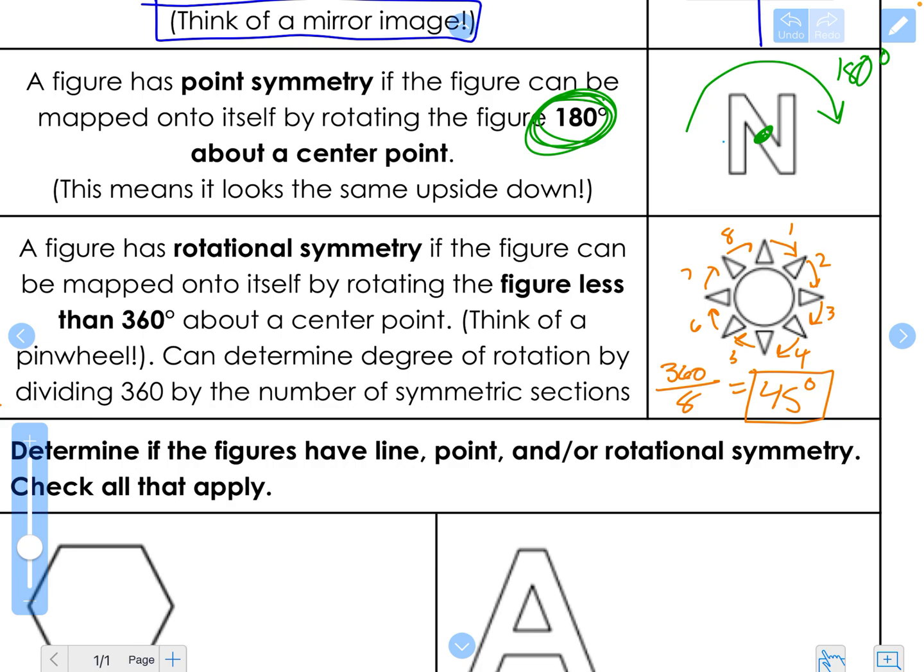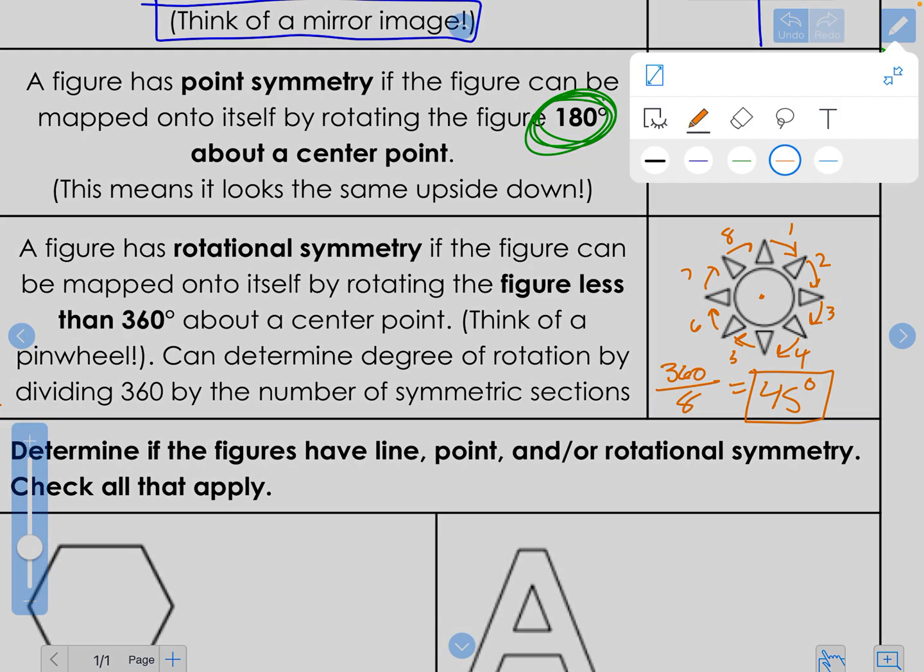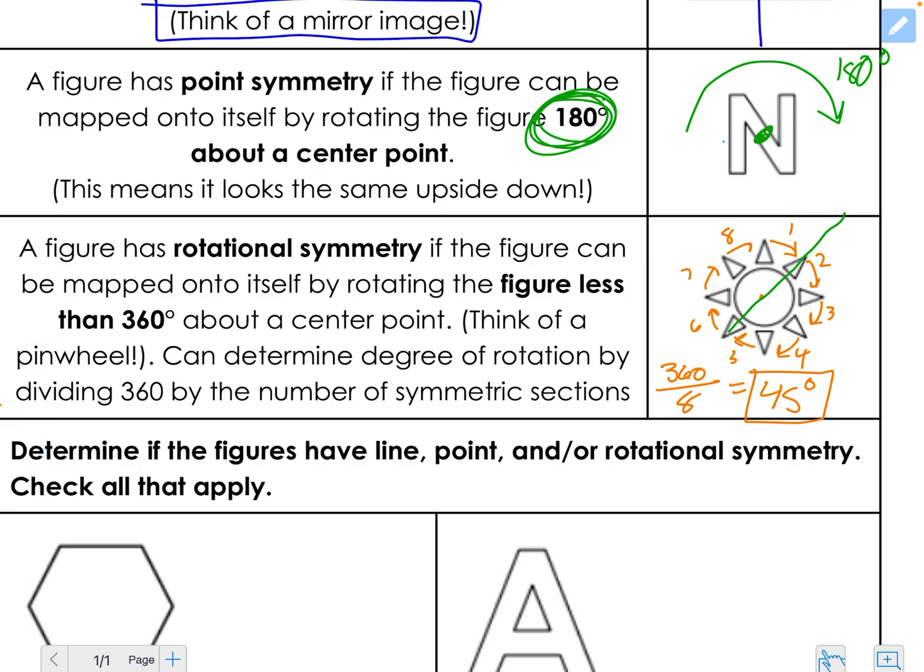We can also think about it having reflectional symmetry because I could draw a line right here and it would be the same shape. I could draw a line right there and it would be the same shape. Draw a line there, draw a line there, and so that would be 6 lines of reflectional symmetry.